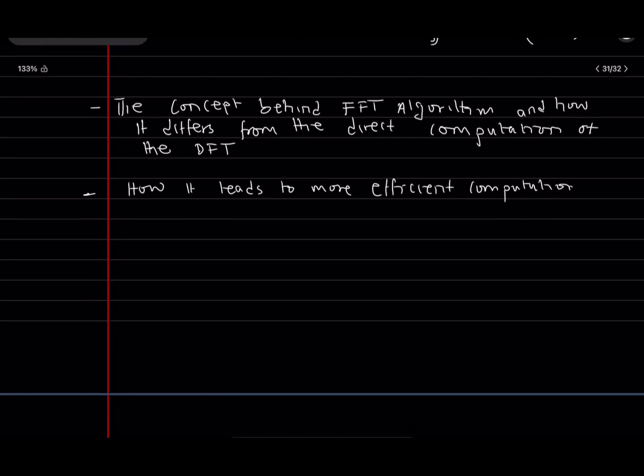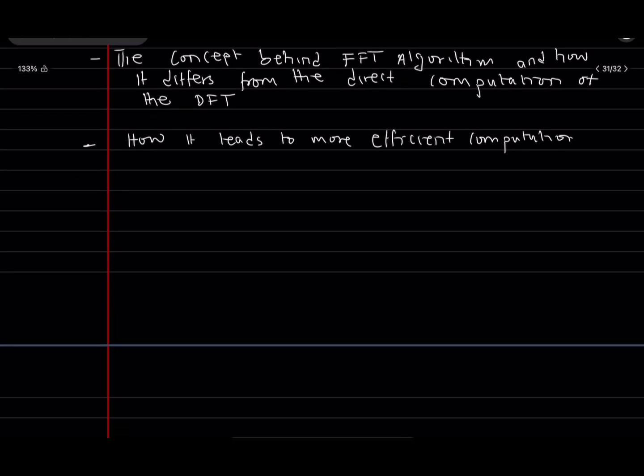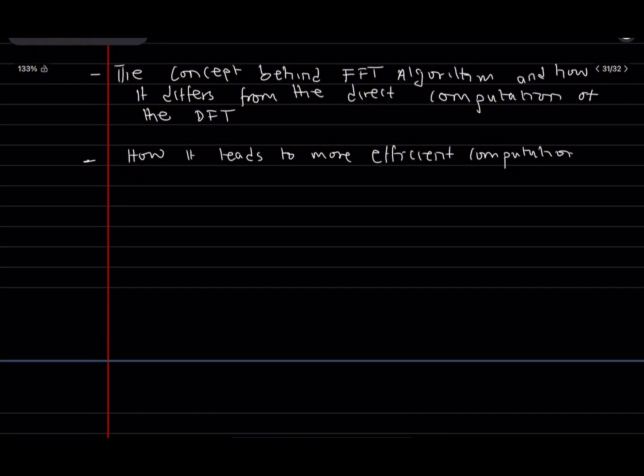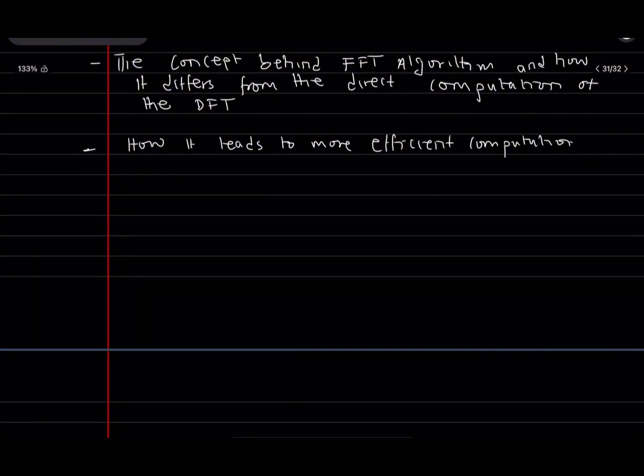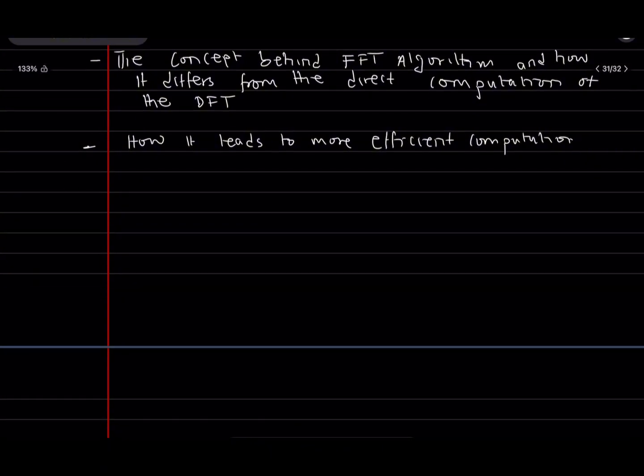Yeah, so in my previous tutorial, we talked about some points, which included discussing the concept behind the fast Fourier transform algorithm and how it differs from the direct computation of the discrete Fourier transform. And also we talked about how the FFT leads to more efficient computation, right? So let's look at something here.